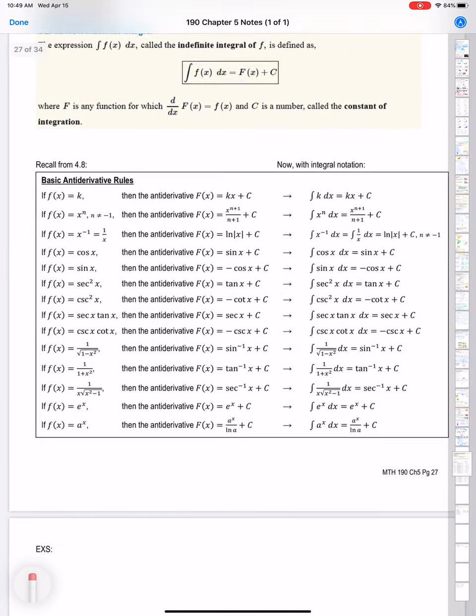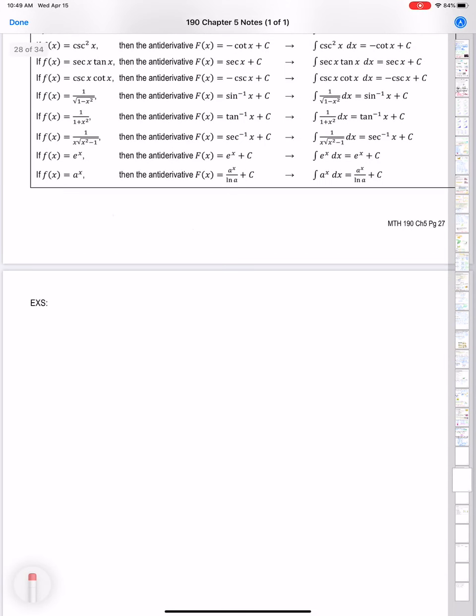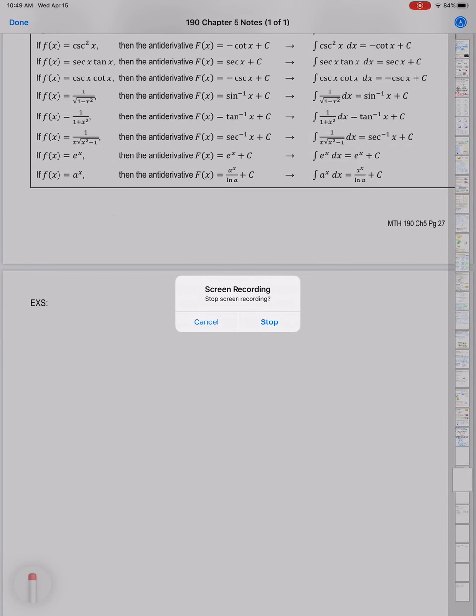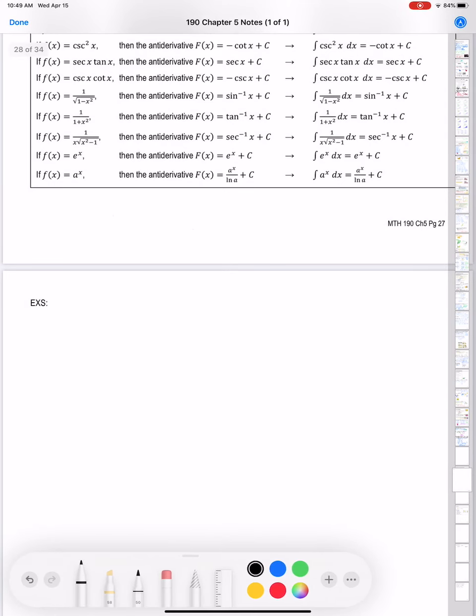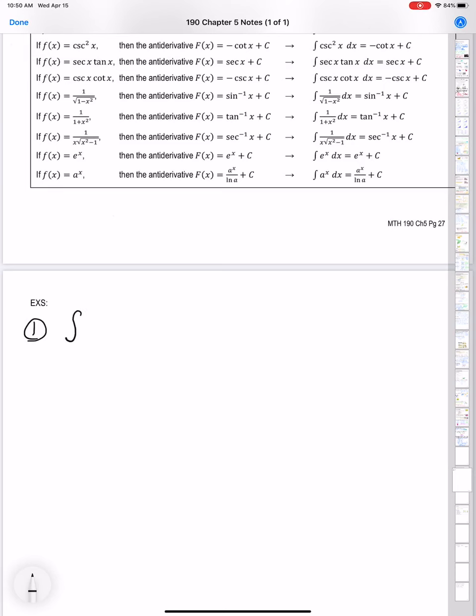So our first few examples here, we're just going to get warmed up and use our new notation, evaluating some antiderivatives that will really be like problems we would have seen in section 4.8. So let's start with example number 1. Suppose I have the indefinite integral of x to the third minus 4 times the cube root of x plus 1.